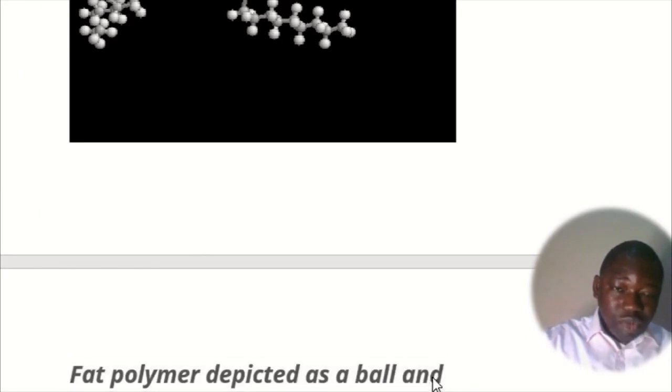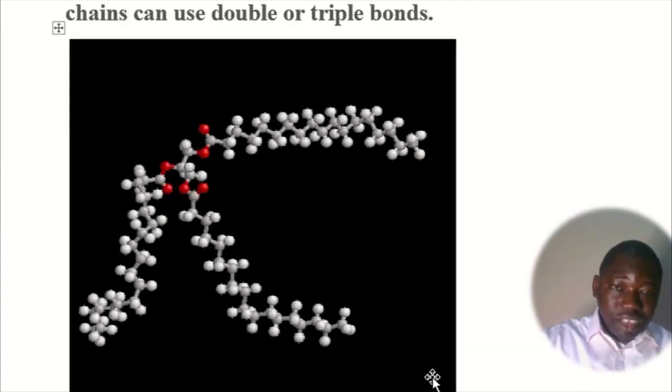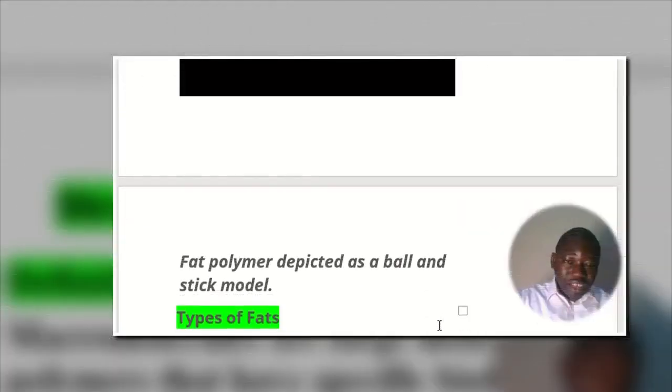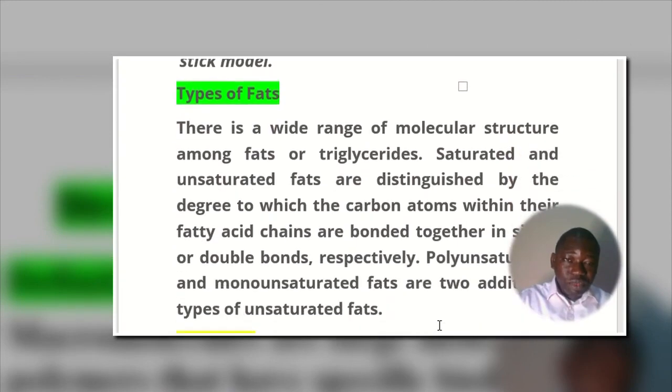This is a fat polymer, depicted as a ball and stick model. Now let's move to the types of fats. There is a wide range of molecular structure among fats or triglycerides.